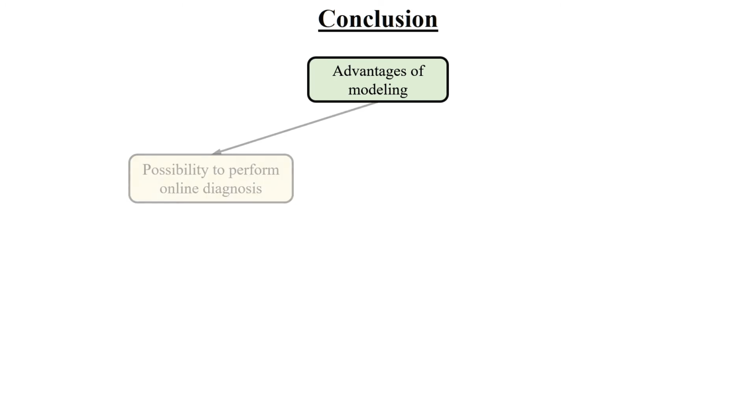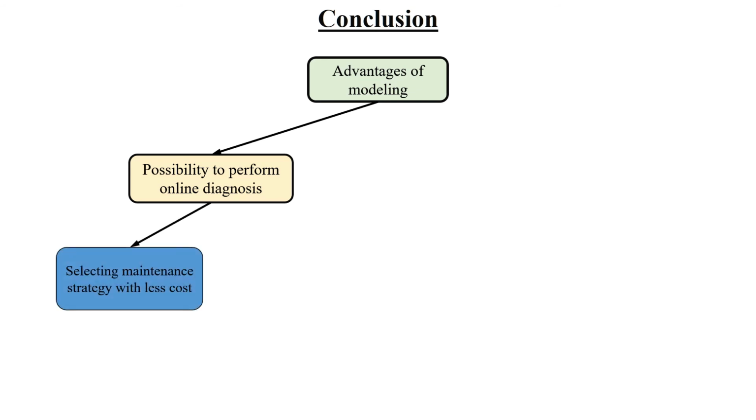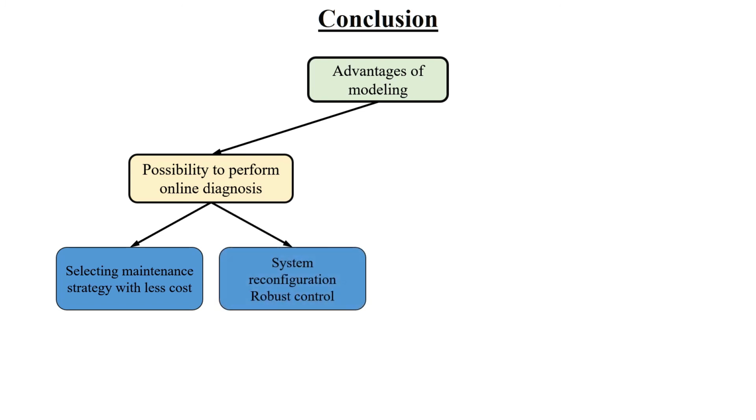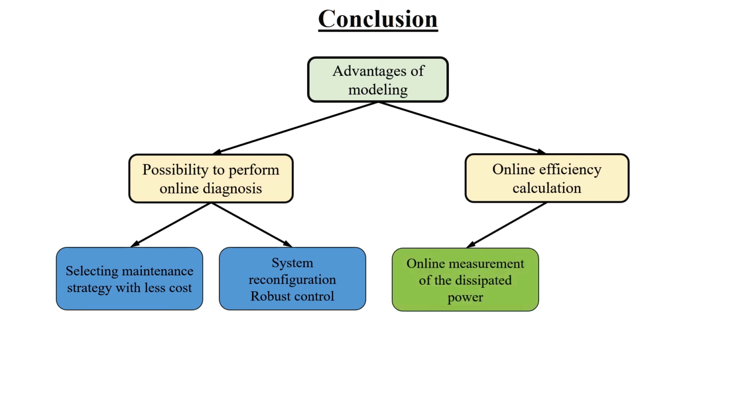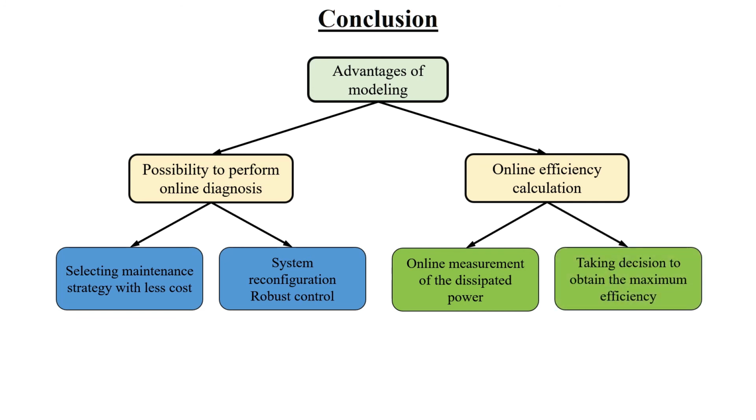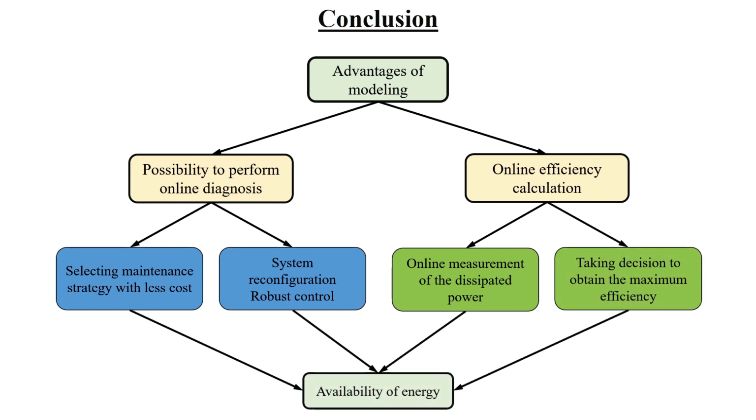The developed model can be effectively utilized for fault detection and isolation. This allows us to select a cost-effective maintenance strategy, and we can reconfigure the system easily in order to implement robust control. Also, the model is effective in carrying out online calculation of efficiency, which allows us to estimate the dissipated power and take appropriate decisions for maximizing the performance of the system. These strategies will ensure the availability of the energy.